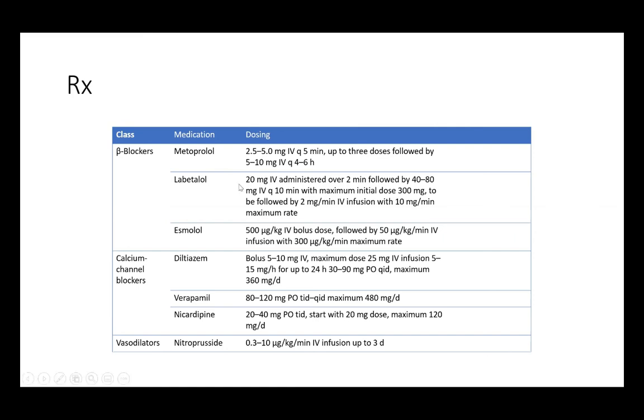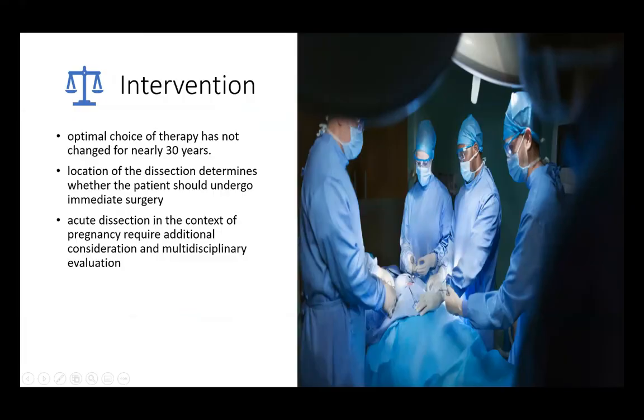Of course, if you reach your heart rate targets but the blood pressure is still very high, you can start to use nitroprusside as a vasodilator. Intervention. Optimal choice of therapy has not changed for nearly 30 years. The location of the dissection determines whether the patient should undergo immediate surgery.